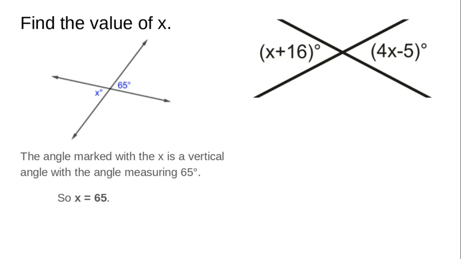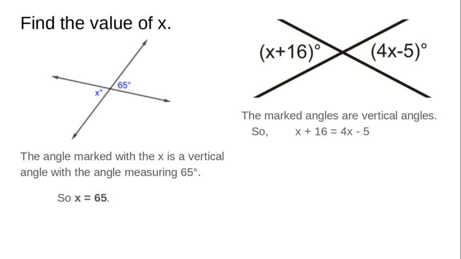Here you have two expressions, but they're still on vertical angles. This one on the left and this one on the right. There's our x, and they're opposite each other, so they have to be congruent, or equal. So x plus 16 has to have the same value as 4x minus 5.